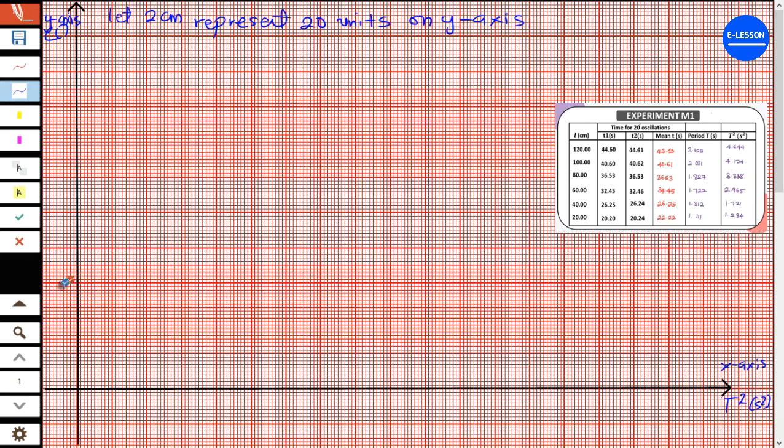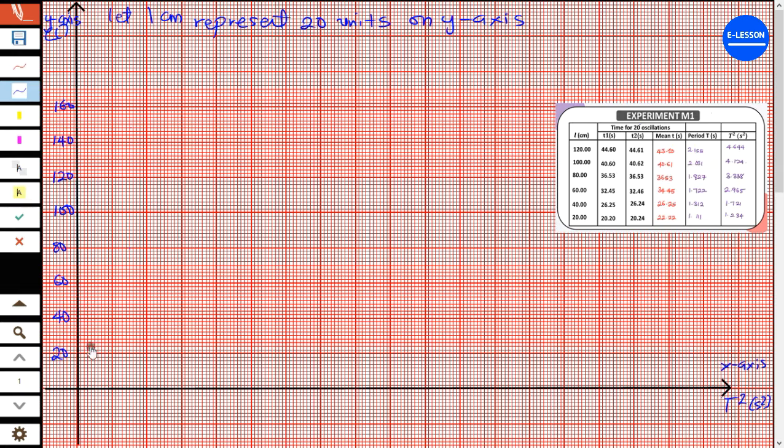So for my own, I'm going to use 1 centimeter. This is 1 centimeter here, but for yours, use 2 centimeters. So I'm going to change this to let 1 centimeter represent 20 units on the y-axis. So here becomes 20. Here will be what? 40. Here will be what? 60. Here will be what? 80. Here will be 100. Here will be 120. Here will be what? 140. Are you getting it? And here will be 160, and it continues like that.